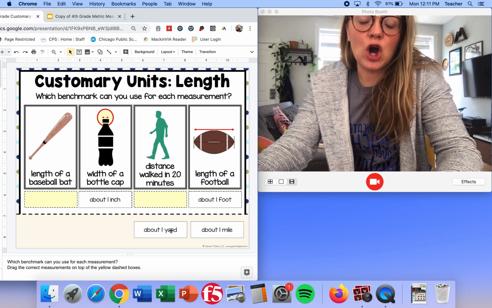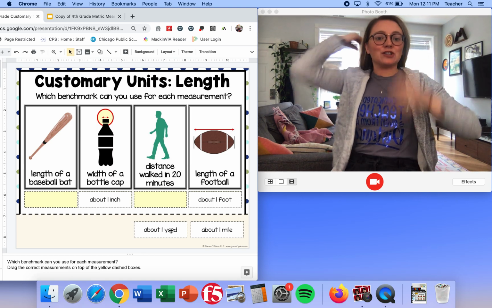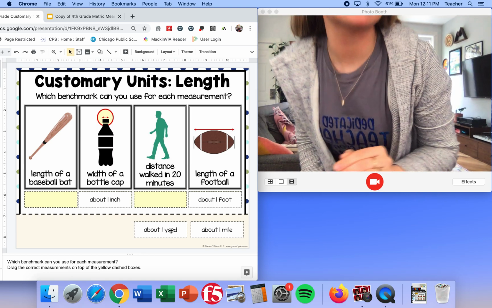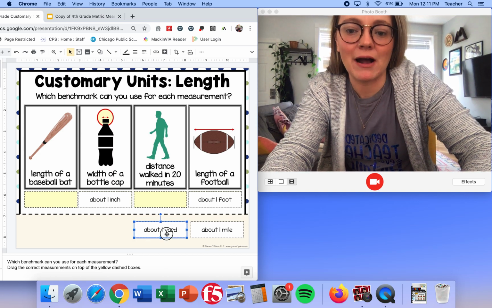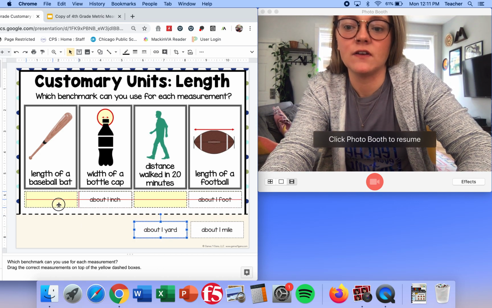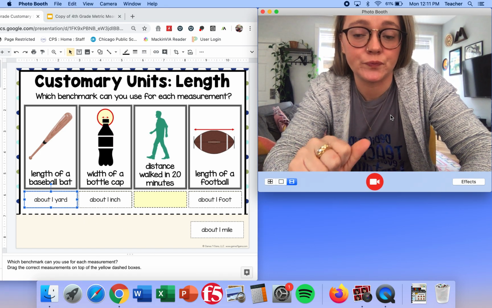Then we have a yard. And a yard is a measuring stick that you wouldn't find in your desk, but a measuring stick that you might have seen a teacher have that's kind of longer. And it's about the length of a baseball bat. So a yard is about the length of a baseball bat, 1 yard.